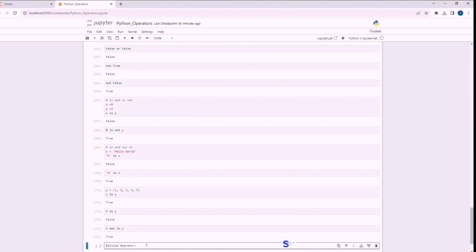Now let's go back to our Jupyter. So now, bitwise operators, just like I showed you, operations are carried out on each of the bits. Now, let us see the types of bitwise operators we have. We have the AND, we have the OR, we have the XOR, and we have the NOT.